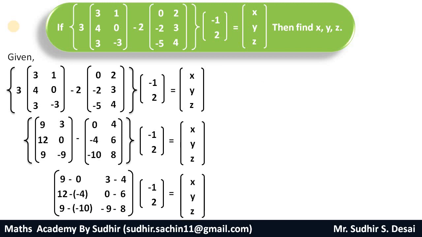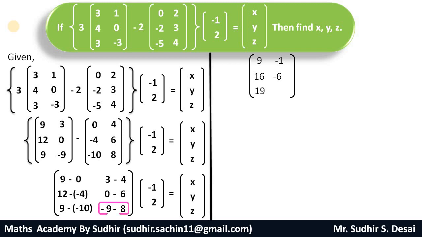matrix x, y, z. So let's do the simple calculation. 9 minus 0, 9, 3 minus 4, minus 1, 12 minus minus, carefully minus minus will become plus, so 12 plus 4, 16, 0 minus 6, minus 6, 9 minus minus, plus 10, so 9 plus 10 is 19, minus 9 minus 8, minus 17, into the matrix minus 1, 2 is equal to x, y, z.